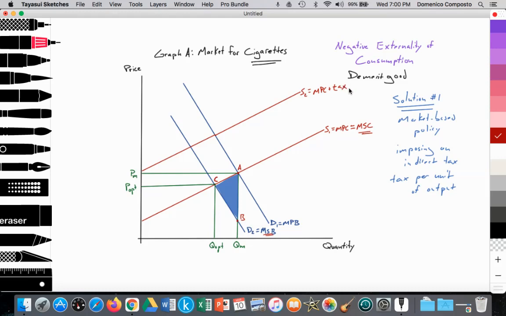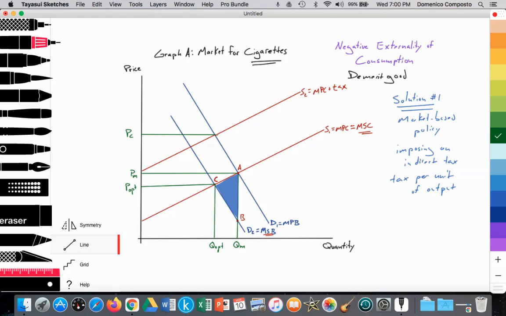Okay? The distance between S1 and S2 is the size of that tax. So what does that do? That has the effect of increasing the price paid by the consumer. So price rises from PM to PC, price paid by consumer. And we can see that the price paid by the consumer minus the tax provides the price that's received by the producer. So I'll label that price received by producer equal to the optimal price and the higher price paid by the consumer. So we can see the tax revenue that's generated that will be allocated towards the government.